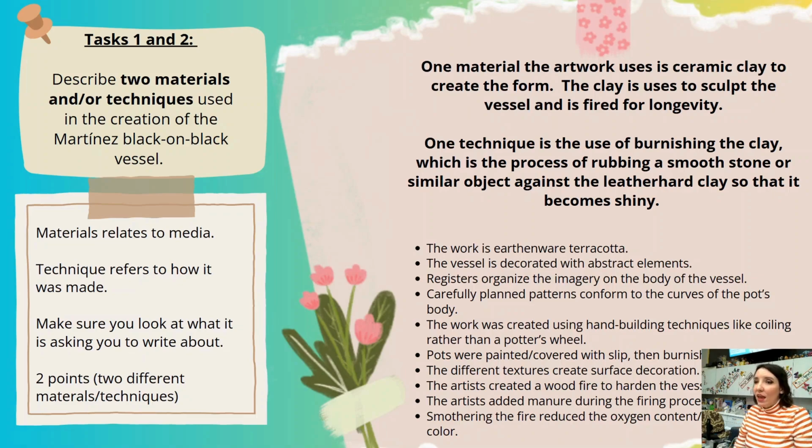Next I say 1 technique is the use of burnishing the clay, which is the process of rubbing a smooth stone or similar object against the leather hard clay so that it becomes shiny. Technically, I probably could have gotten the point just by barely explaining the burnishing, but I wanted to make sure my answer made sense and I was talking about that technique. So I said ceramics material, burnishing technique.